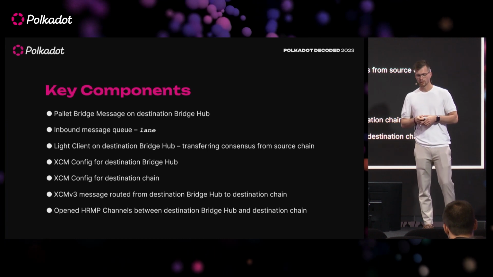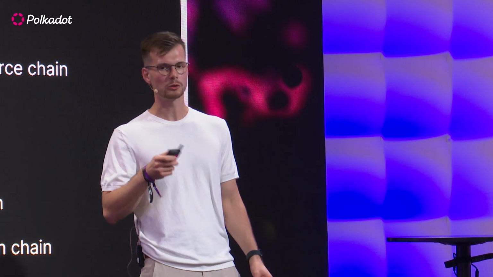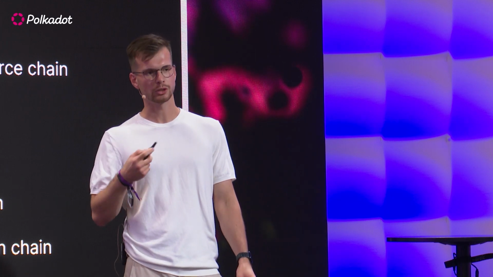We need to also have XCM properly routed from the destination BridgeHub to the destination chain. And of course, we need to have opened HRMP channels between the BridgeHub and the destination chain. On the destination chain, we also need to have proper XCM configuration because we need to specify what kind of instructions we want to allow to be executed, and who is going to pay for the transaction and stuff like that.